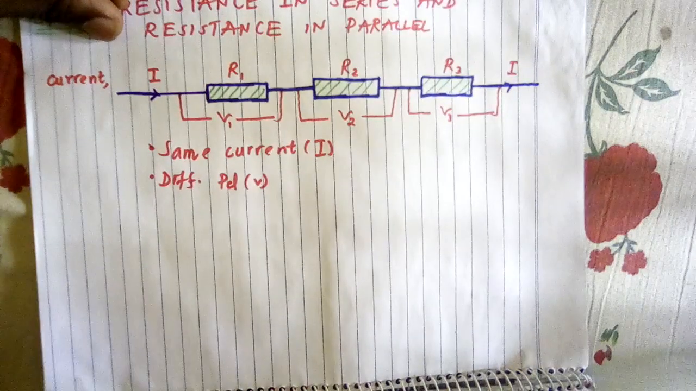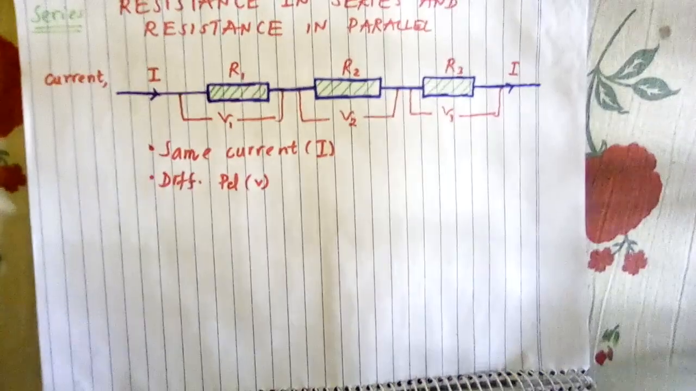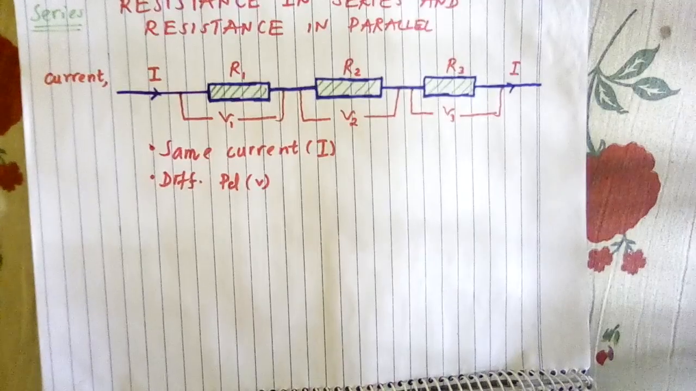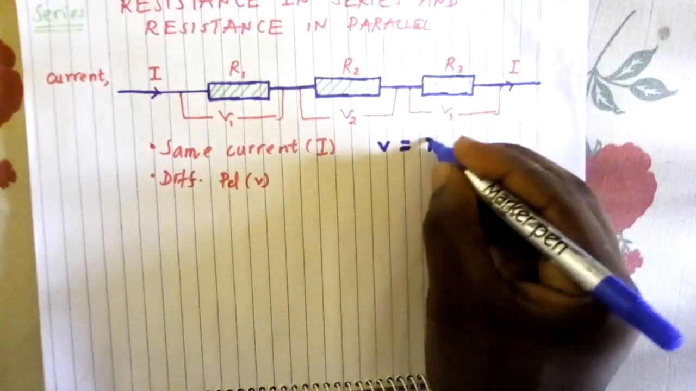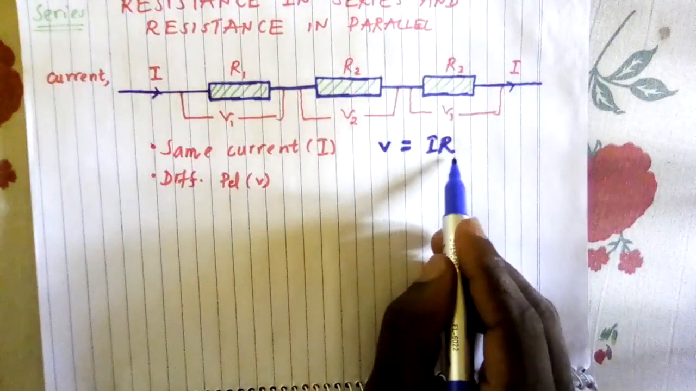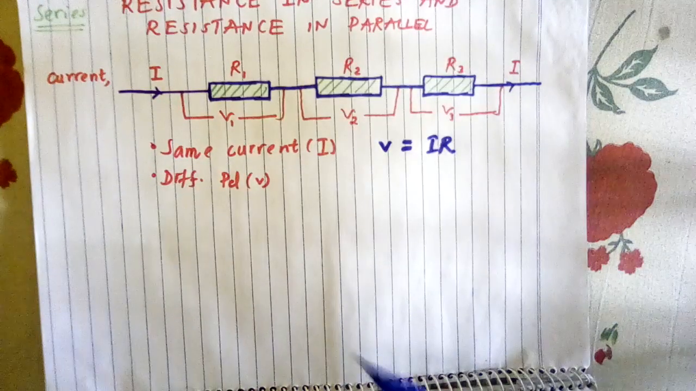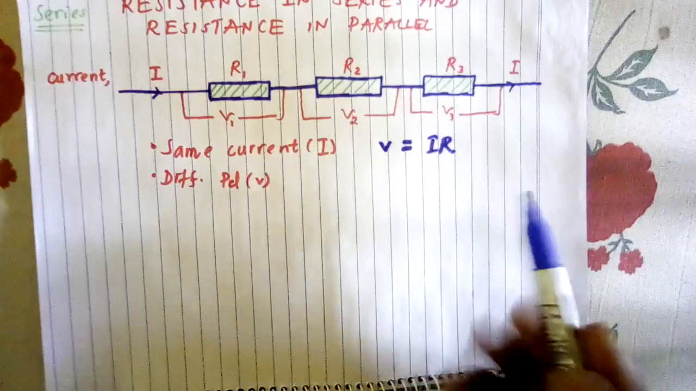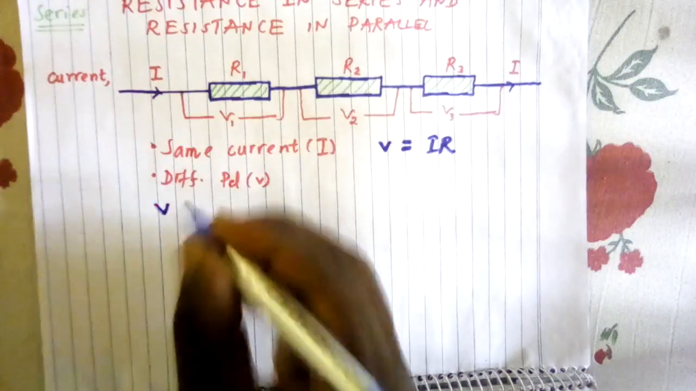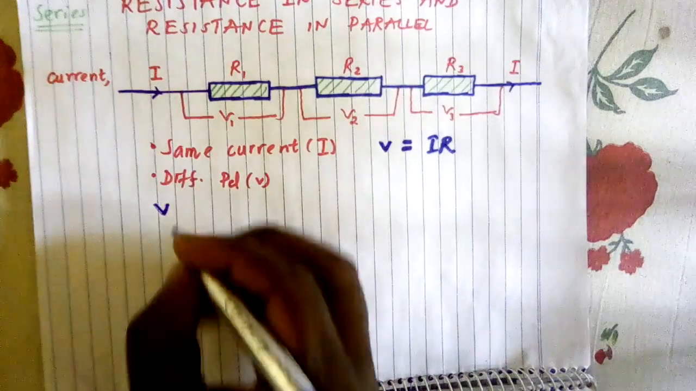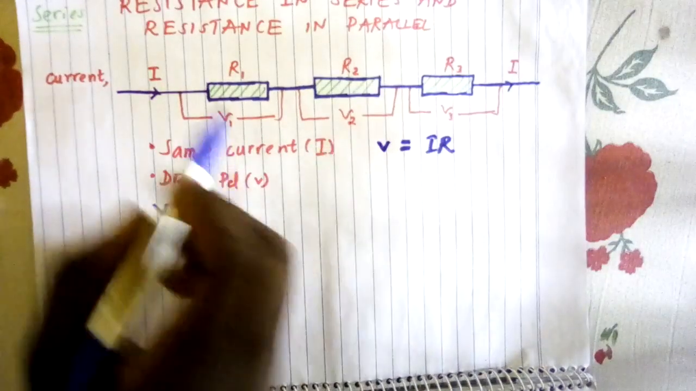Alright, so according to Ohm's law, we know that the potential difference is given by the product of the current and the resistance. Sometimes we call it the equivalent resistance, but now I'm going to say the total resistance in this entire network. It's obvious that the total voltage across the entire network is given by the sum of the potential differences across these resistors.